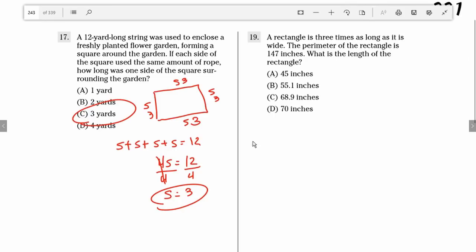Okay, number 19. A rectangle is 3 times as long as it is wide. So we got a rectangle. The perimeter of the rectangle is 147 inches. What is the length of the rectangle? So we're told that it is 3 times as long as it is wide.